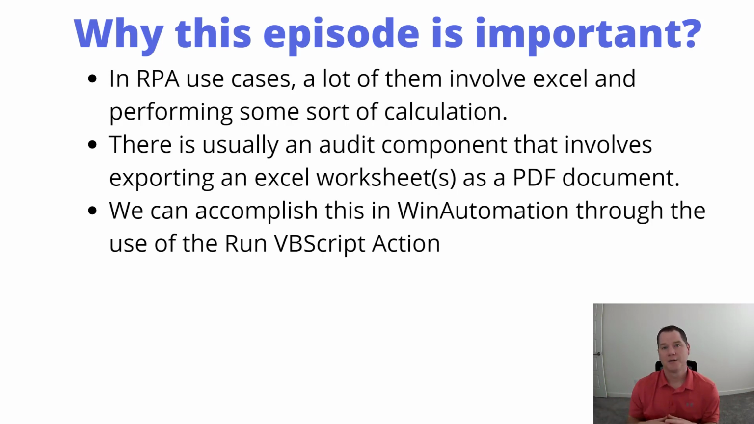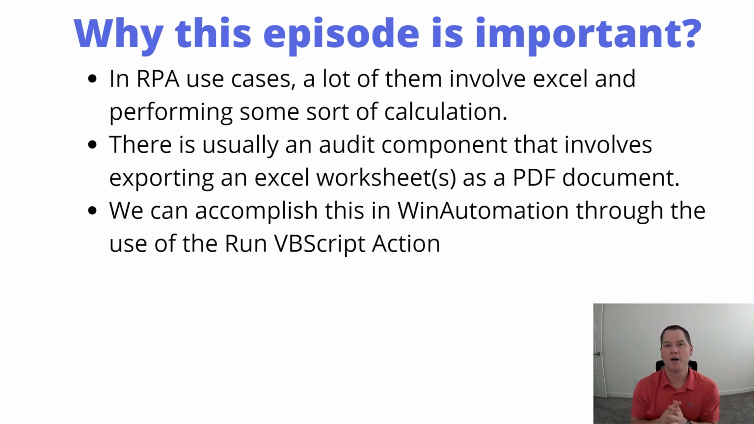And naturally, because we have essentially machines doing this work, there's generally some sort of audit that's required. A popular way of audit is just capturing exactly what happened, but using a PDF document, which is more difficult to alter than an Excel spreadsheet. And so that's the core focus of this specific episode.